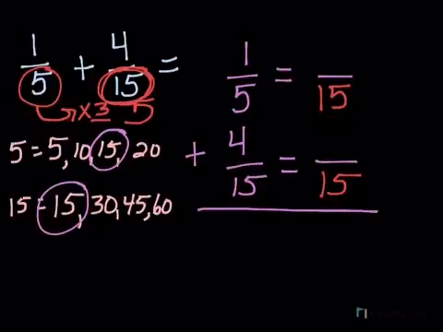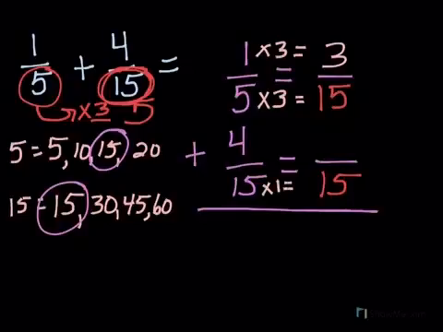Now I'm going to make my equivalent fractions. I'm going to think to myself, okay, 5 times what is 15? 5 times 3. What I do to the bottom, I do to the top. 1 times 3 gives me 3. Down here, I know 15 times 1 is 15. What I do to the bottom, I do to the top. 4 times 1 gives me 4.